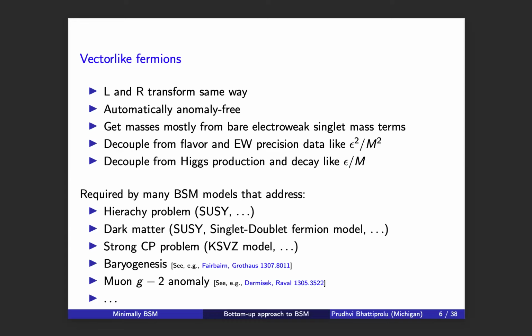where it has a singlet vector-like lepton and a doublet vector-like lepton that mix in a specific way. And also the KSVZ model that addresses the strong CP problem has vector-like quarks in it. And then there are also models that address baryogenesis that require vector-like leptons, or sorry, vector-like fermions in general. And there are models where you could write down a vector-like lepton that couples to the muon, and that could address the muon g-2 anomaly.